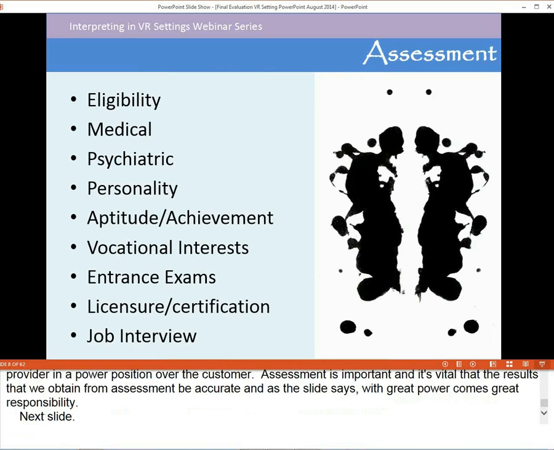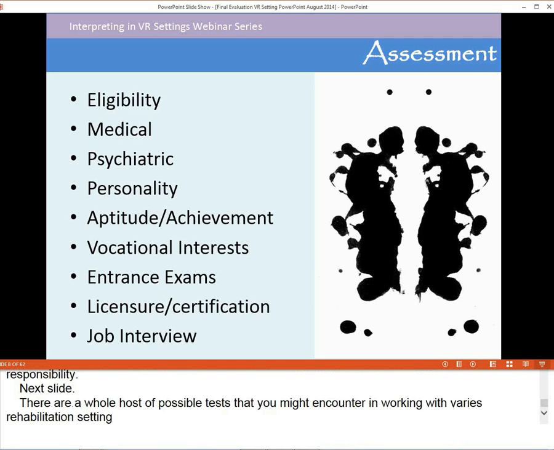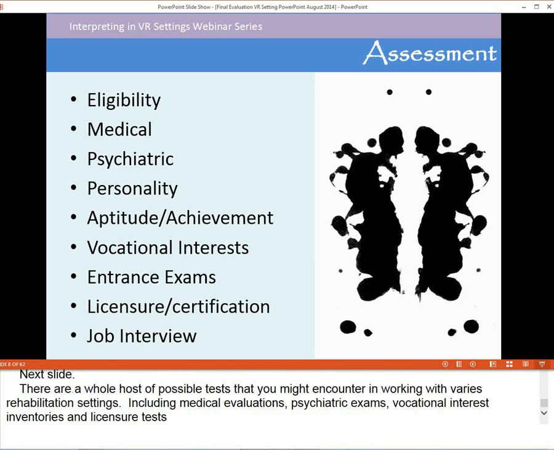There are a whole host of possible tests that you might encounter in working with various rehabilitation settings, including medical evaluations, psychiatric exams, vocational interest inventories, and licensure tests. These are just a few. Next slide.